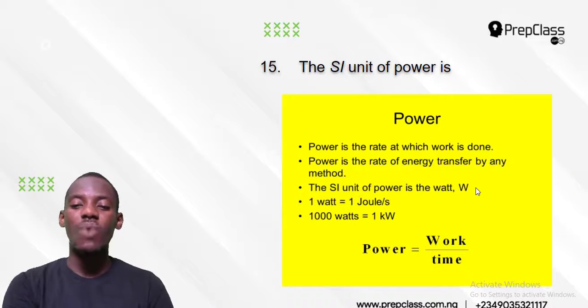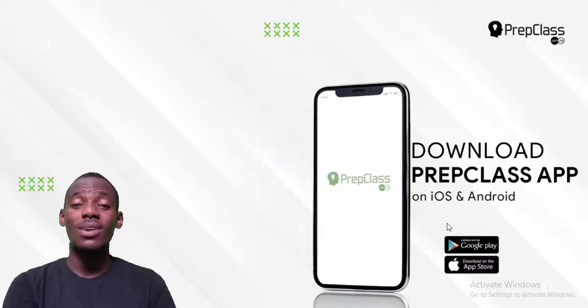The SI unit for power is watt, and power is work over time. Work is in joules, and time is in seconds, and that's it. The answer is just watt, and that is the simple answer to that question.